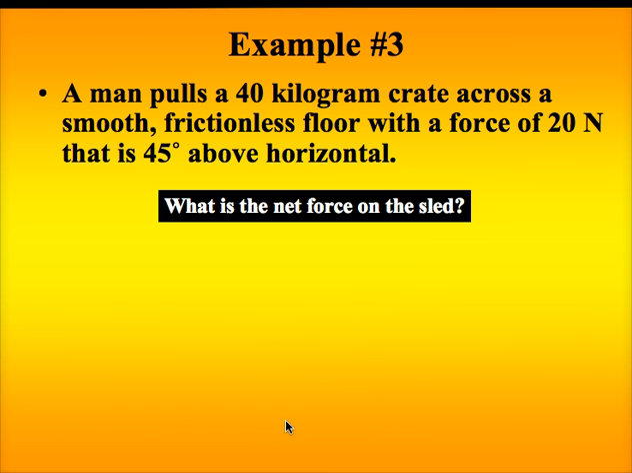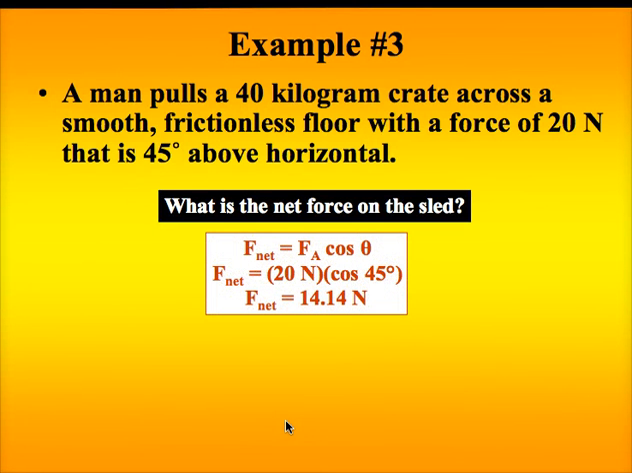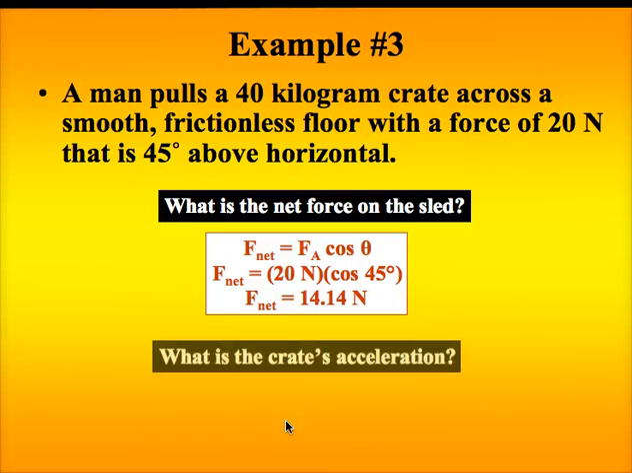Let's try an example problem. A man pulls a 40-kilogram crate across a smooth, frictionless floor with a force of 20 newtons that is 45 degrees above the horizontal. What's the net force acting on the sled? Or on the crate, it should be. That's a typo. Okay, F net equals Fa cos theta. So 20 newtons times the cos of theta, 14.14 newtons of net force.